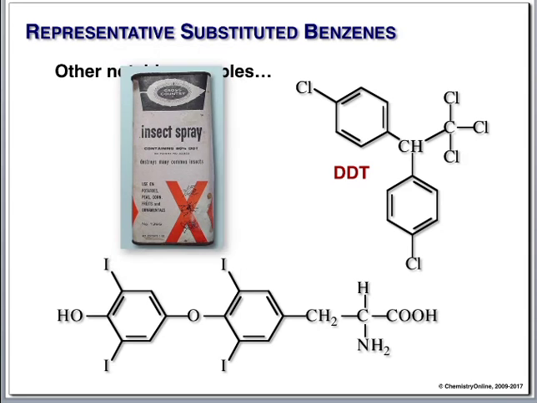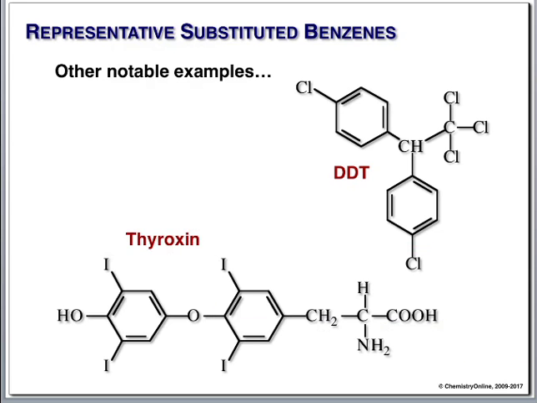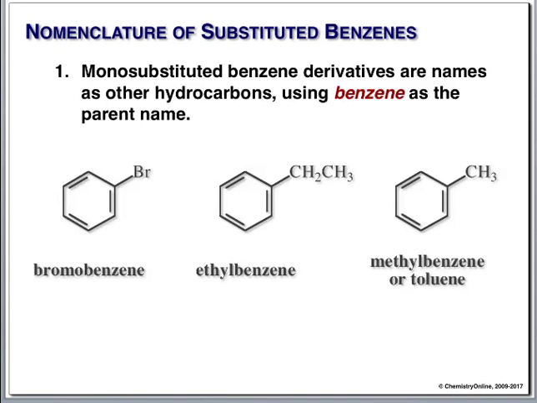These guys actually won a Nobel Prize for developing this stuff before they realized just what a bad sort of thing it was. Naturally occurring. This is thyroxine. This is an iodobenzene compound. And this is how iodine is carried in your body from your thyroid. Kind of a cute compound. You can add and remove iodine from thyroxine enzymatically.